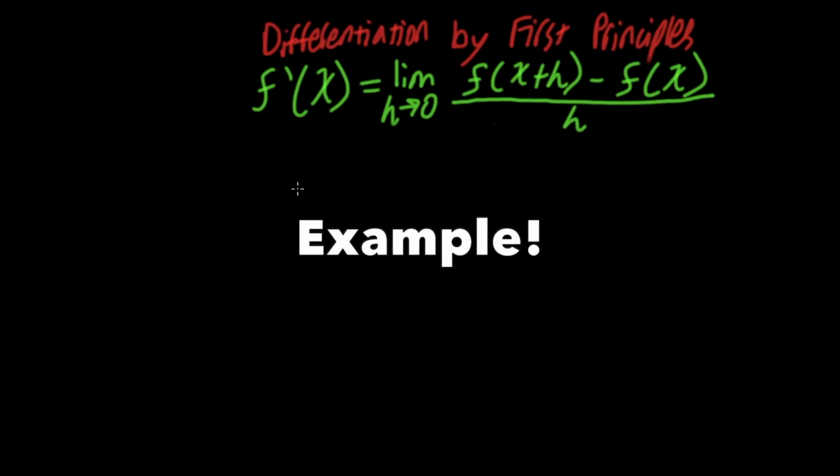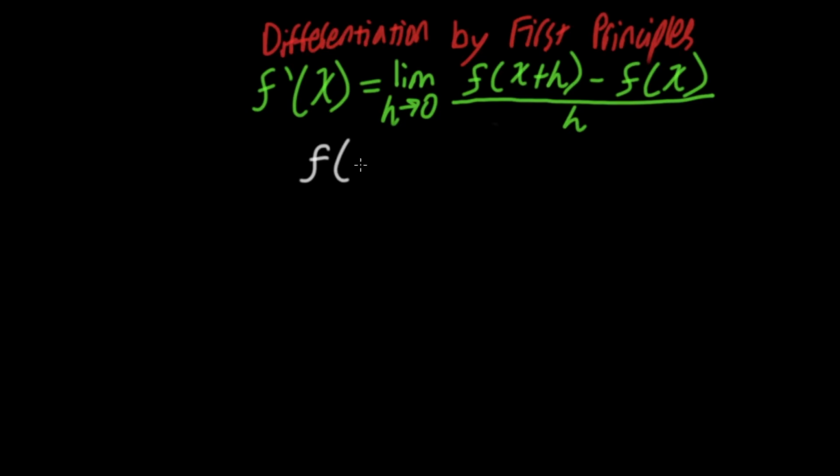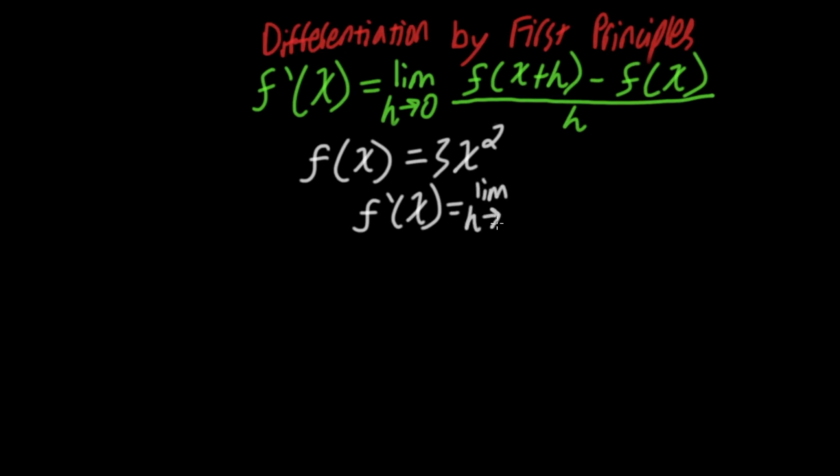So let's say our problem was find the derivative of 3x squared. So to do this, all we have to do is use this definition here. That means that the first line of our working out will be f dash of x is equal to, f dash of x, remember, is just the derivative. So our derivative is equal to, we're going to include our limit as h approaches 0.